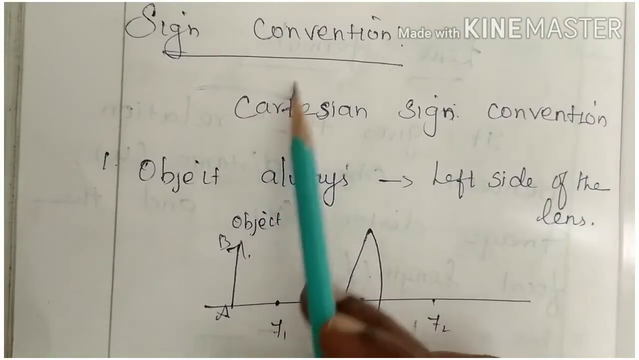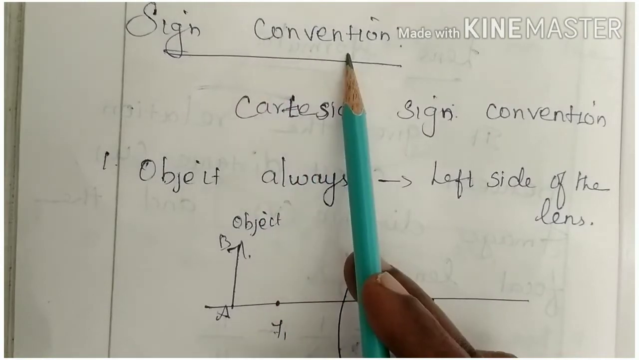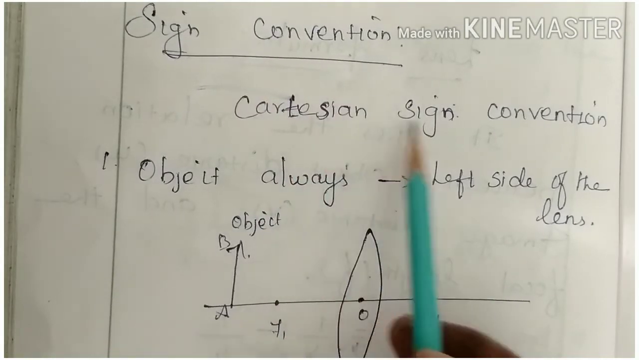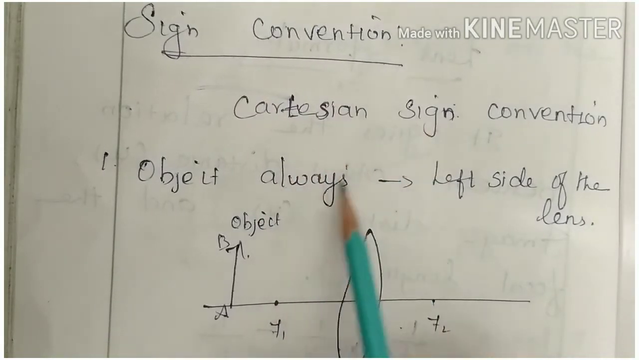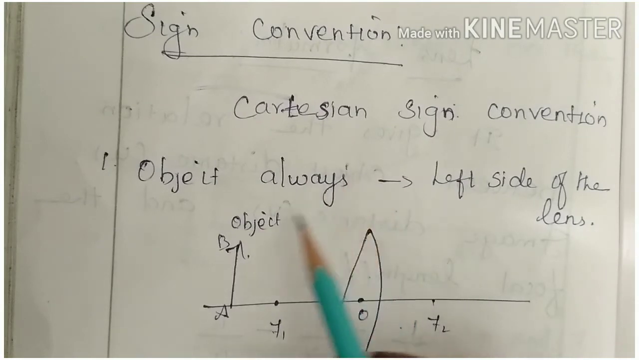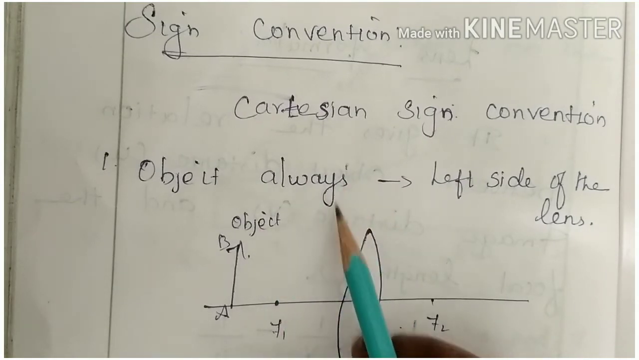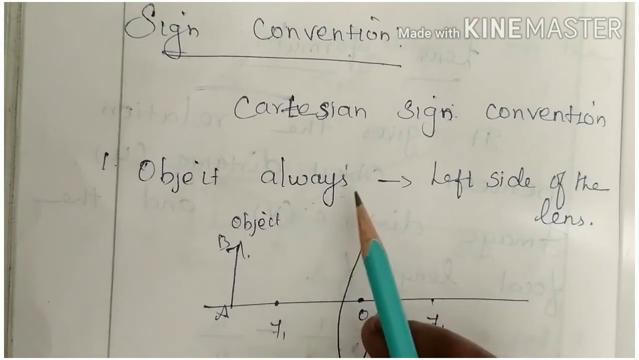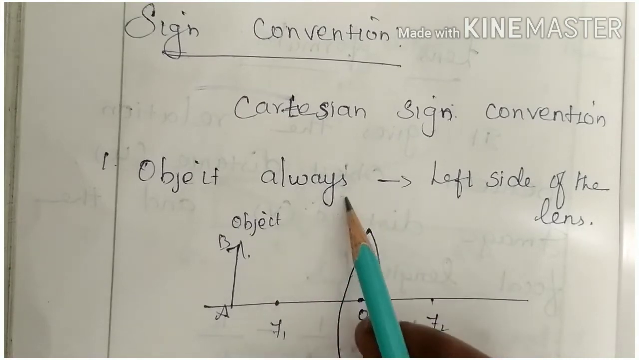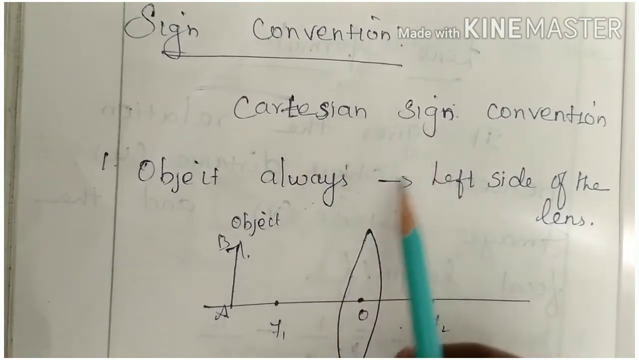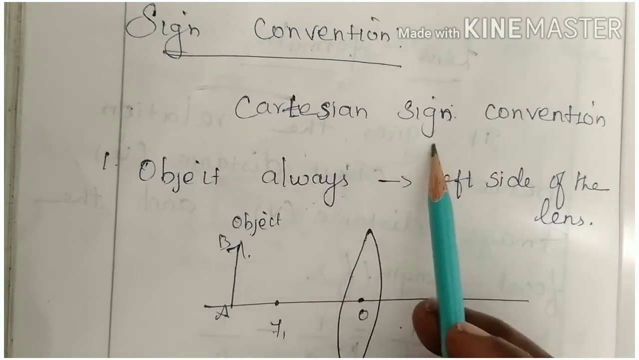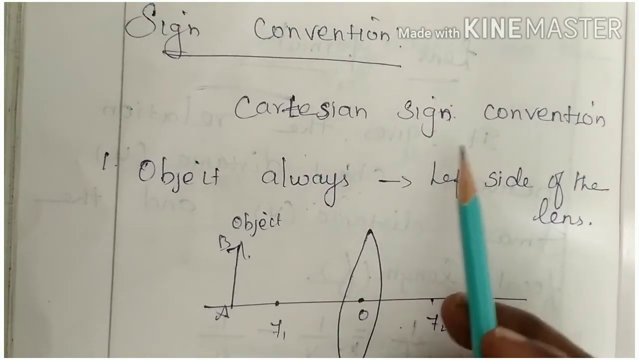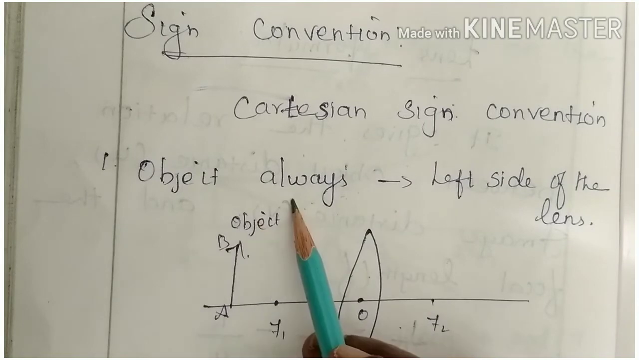Next we are going to learn the sign convention, or the Cartesian sign convention. While doing the experiment, we had to follow certain conventions about where to put the positive sign and where to put the negative sign. All of this is considered the Cartesian sign convention. So according to this, what is the first rule?